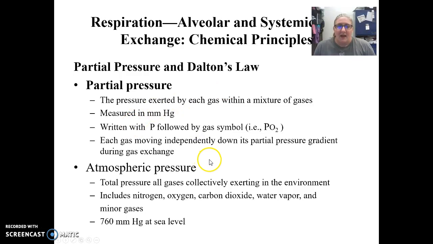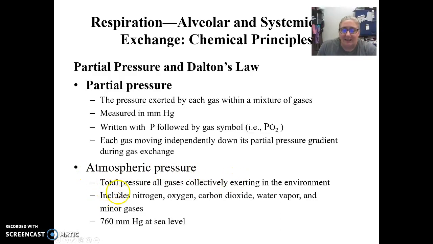So Dalton's law, which is another gas law, states that the pressure of a gas is dependent on each partial pressure of the individual elements within the gas. So each gas moves independently down a partial pressure gradient. And again, we're measuring all of these pressures in millimeters of mercury. The total pressure of all gases collectively is going to be what we call atmospheric pressure.